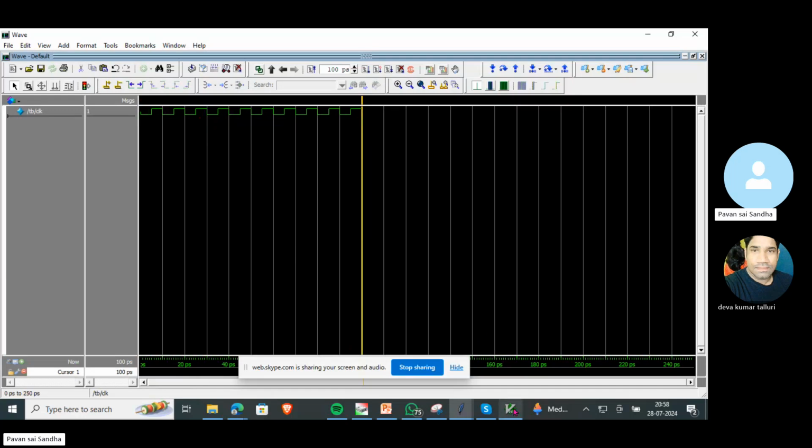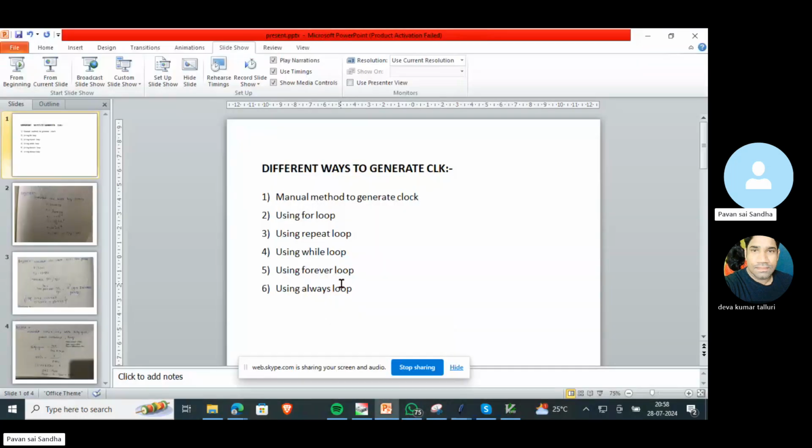I have shown all the codes for how to generate a clock, and I would like to discuss a few problems on how we can generate a clock if we are given a frequency or a time. We can use any of these ways to generate a clock, but the best approach is to use forever or always.